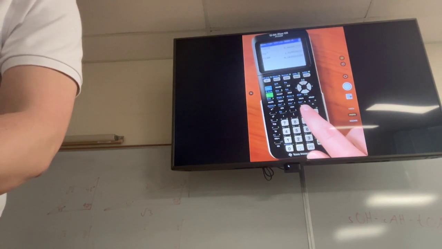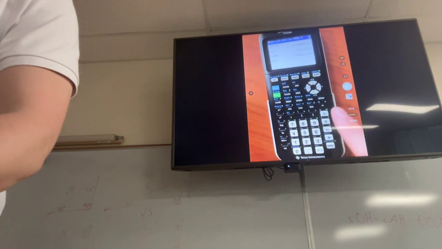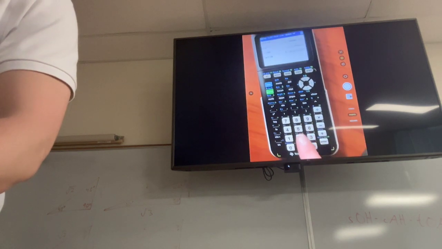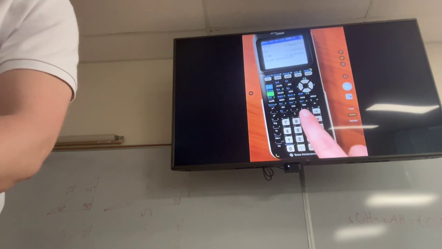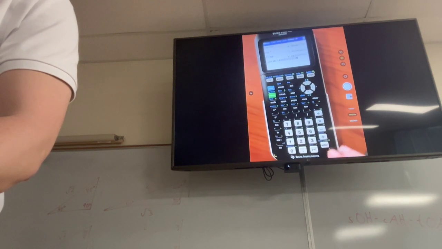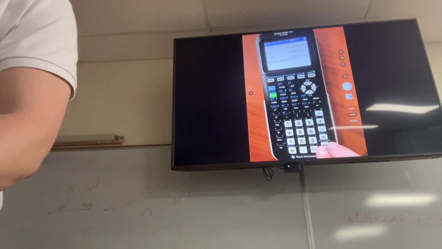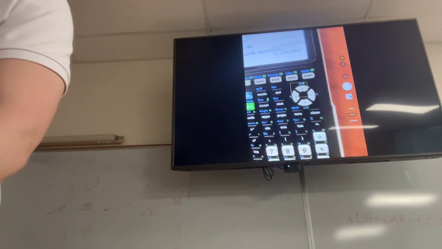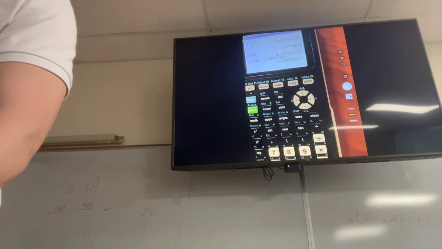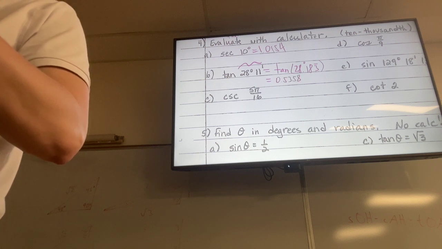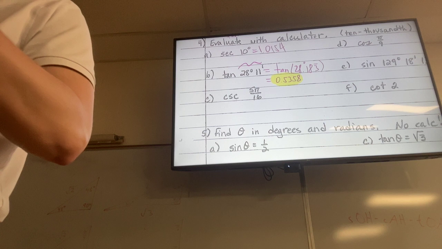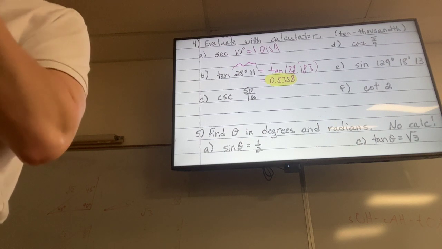Okay. Tangent. All right, I'm on degree mode still. 28.18 and then a bunch of 3s. I just did 7, doesn't really matter. Okay. Enter. We want those first 4 decimal places. 0.5358. All right, so we're doing all the degrees first.